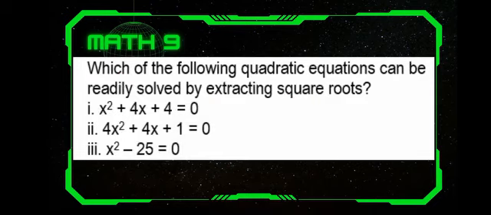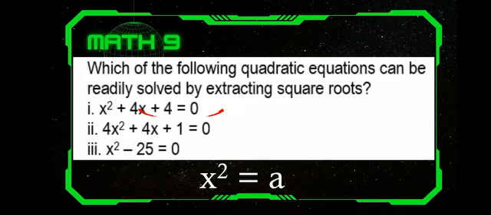Which of the following quadratic equations can be readily solved by extracting square roots? So our formula is x squared is equal to a, wherein a is a constant and your x squared is your quadratic term. So here we have no linear term. That is the only clue that we need to look for. If the equation has no linear term, then it can be solved by extracting square roots.